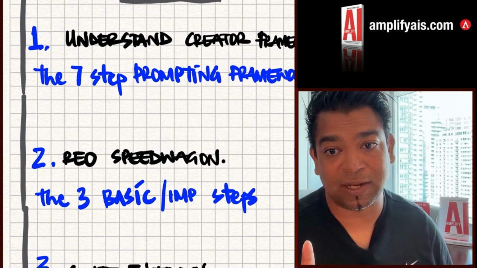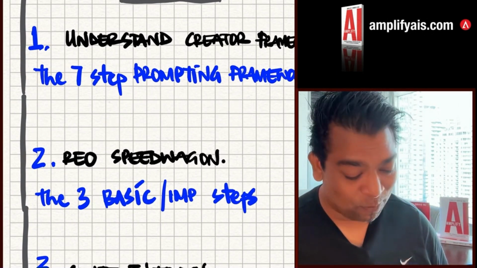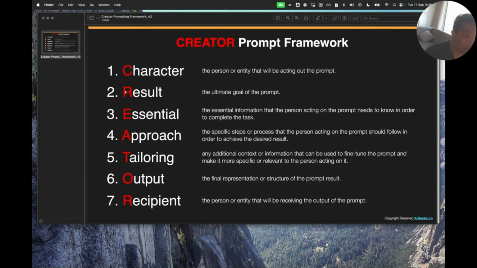Step number 2 is to understand REO Speedwagon. What I mean by that is REO, the REO part of the creator framework. So of the 7 steps of the creator framework, steps number 2, 3, and 6 are the key steps. You can skip the other 4 in certain situations, but those 3, REO, are the most important steps that you have to have in every prompt to get the result you want. Let me talk about what that is.